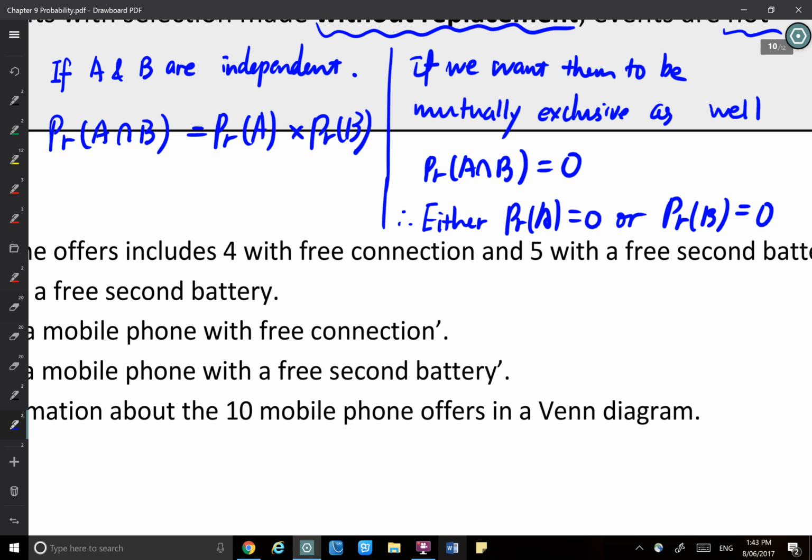It can't happen at the same time. If A is 0 or B is 0, it can't be independent. If there's no such event, why would we talk about independent events? So those two things are not going to happen at the same time. Mutually exclusive are not independent, independent are not mutually exclusive.